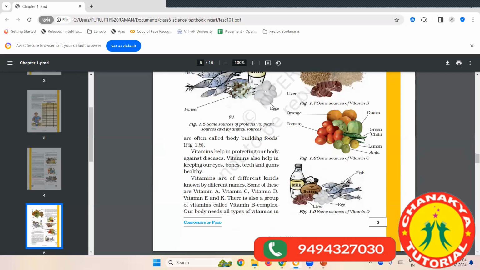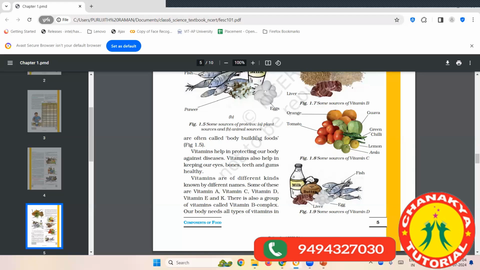Ma'am, we call proteins bodybuilding foods, right? Yeah, both fats and proteins, especially proteins. And proteins are used by these gym people who go to the gym regularly. They have to keep their muscles very strong. They take a lot of protein.